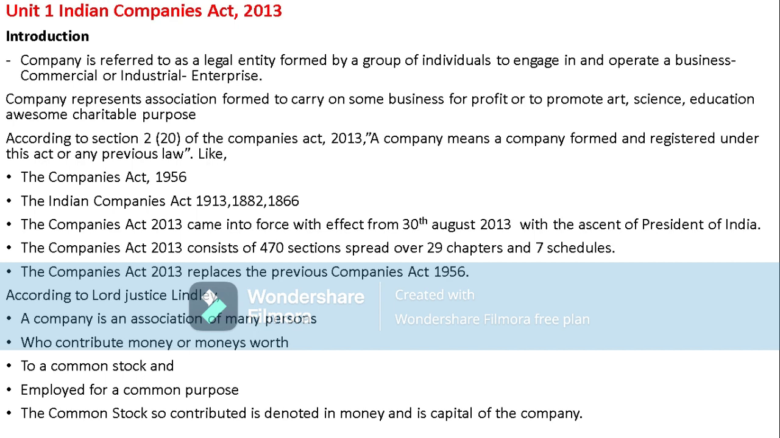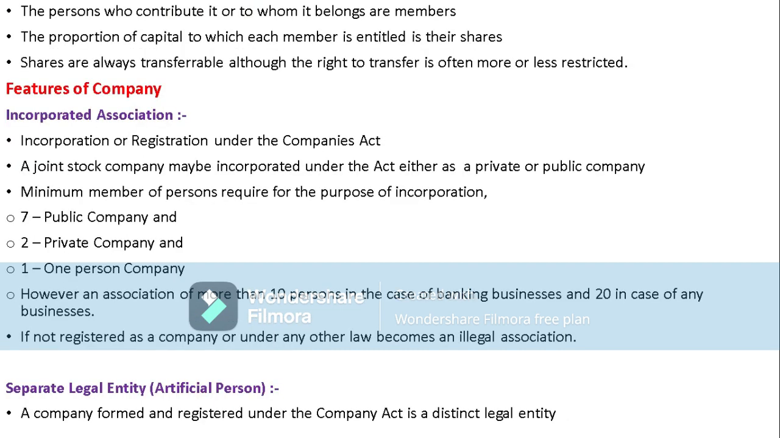So the common stock so contributed is denoted in money and is the capital of the company. Each and every person will invest some amount of money or money's worth in a particular company, which is nothing but the capital of that company. So the investment that we made, which may be money or money's worth, is known as a common stock. This stock is denoted as the capital of that company.